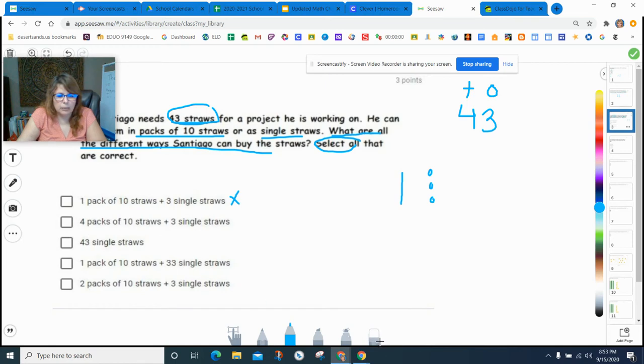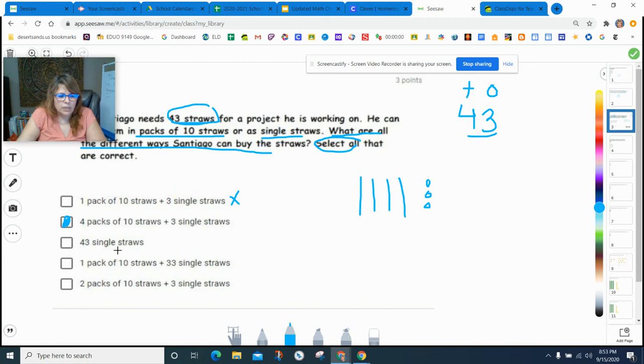Now my next number is 4 packs of 10 straws and 3 singles. So I'm going to draw that. 4 packs of 10. Remember the line stands for tens. That's 4. And then 3 singles is like 3 ones. So now I go 10, 20, 30, 40, 41, 42, 43. Oh, that matches this. So this one is a good choice.